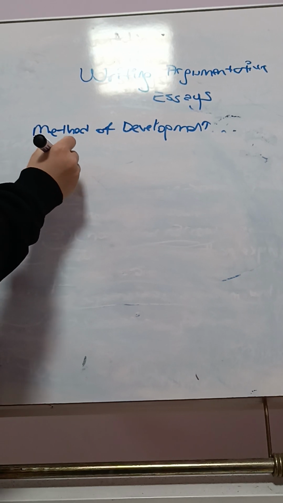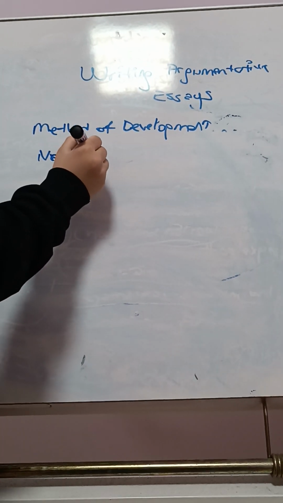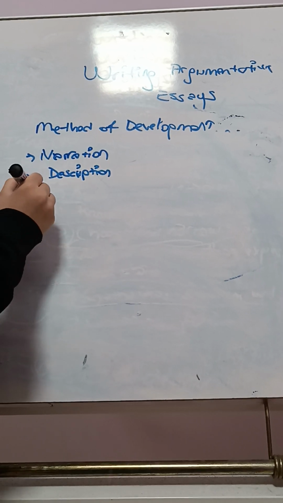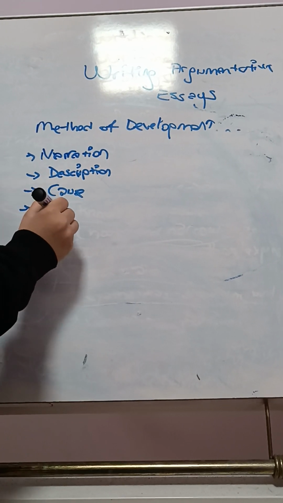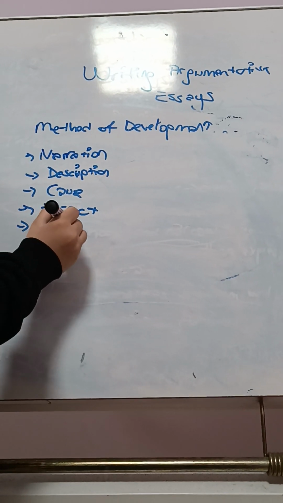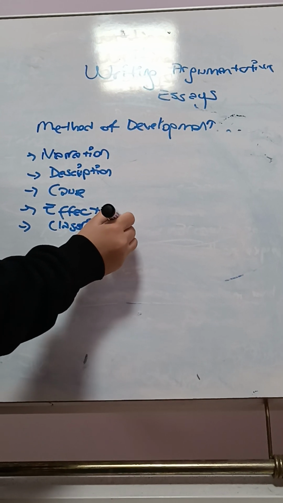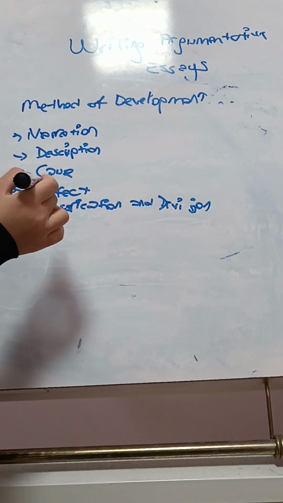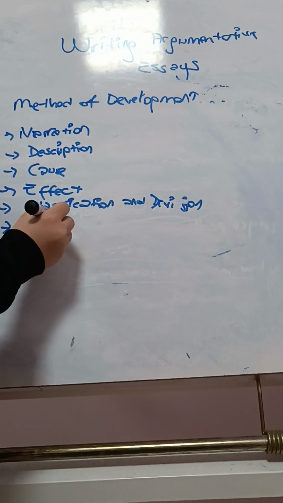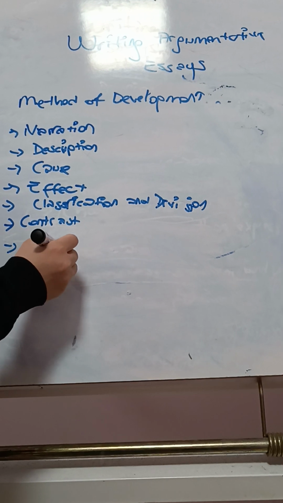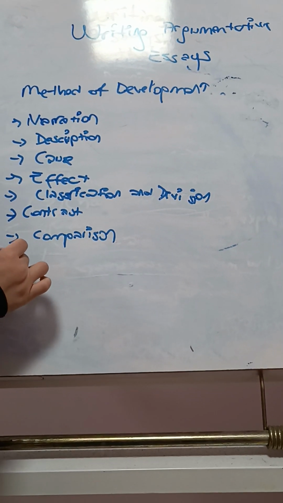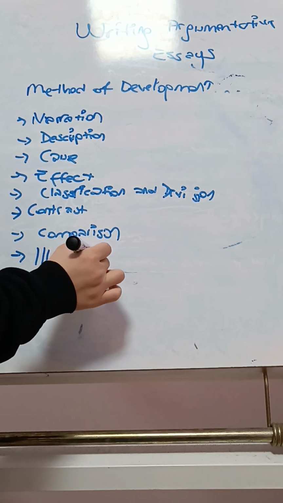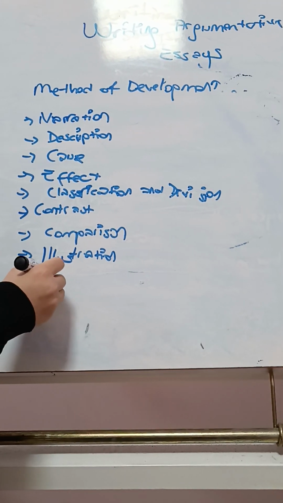We have narration, description, cause and effect, classification and division, contrast, comparison, illustration, and lastly definition.